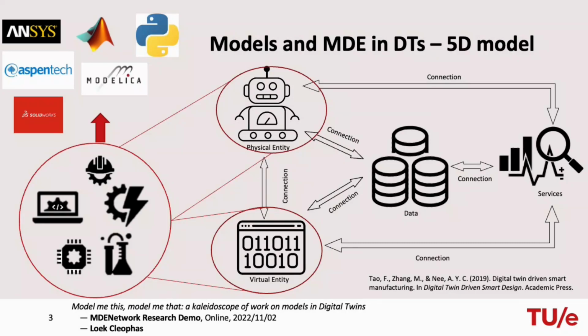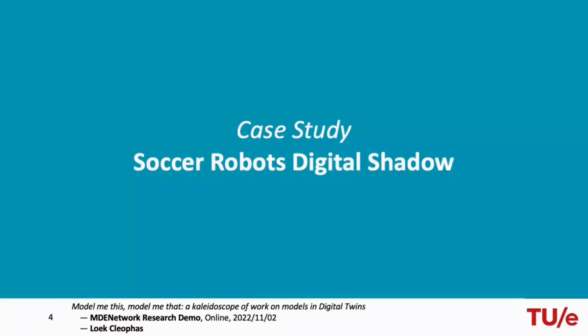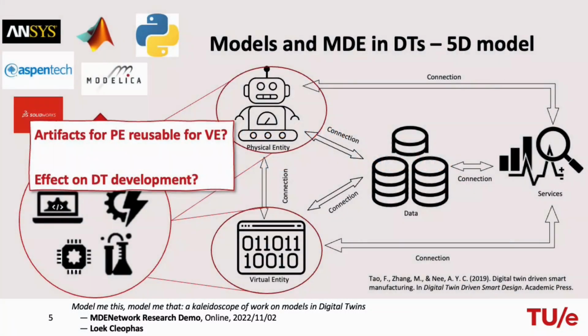Same models. So this begs the question of whether we can reuse some of these models. So for constructing the virtual entity that is part of the digital twins, can we reuse artifacts that already exist from the physical entity to more efficiently construct a virtual counterpart? And what is the effect on development and development time of a digital twin of such reuse?